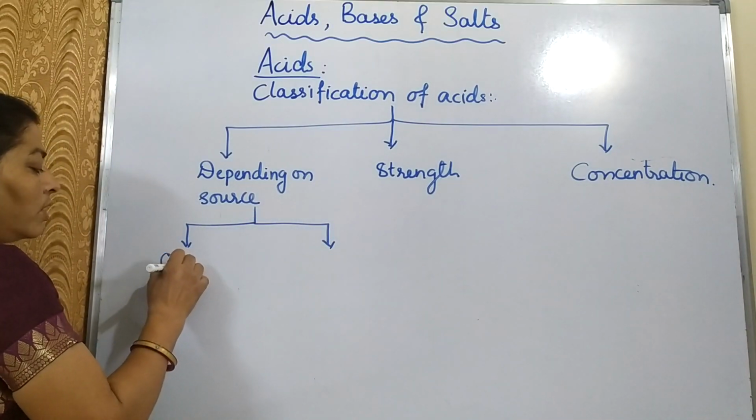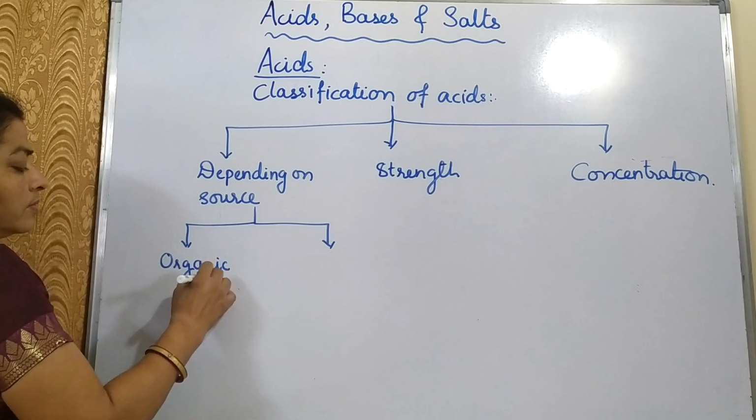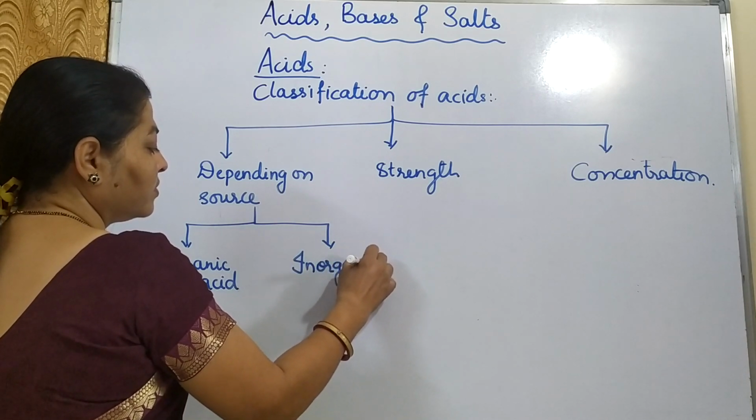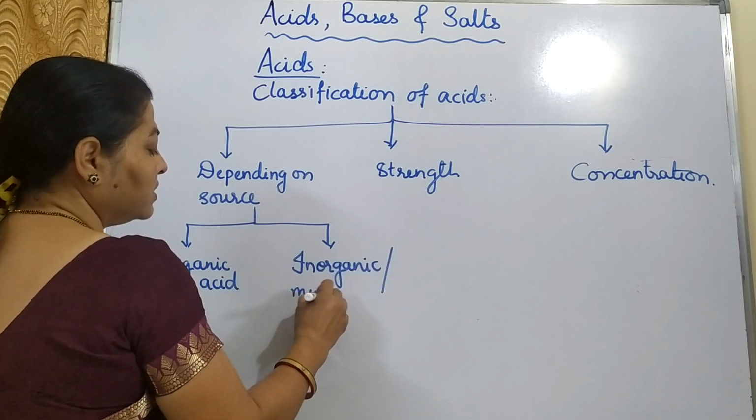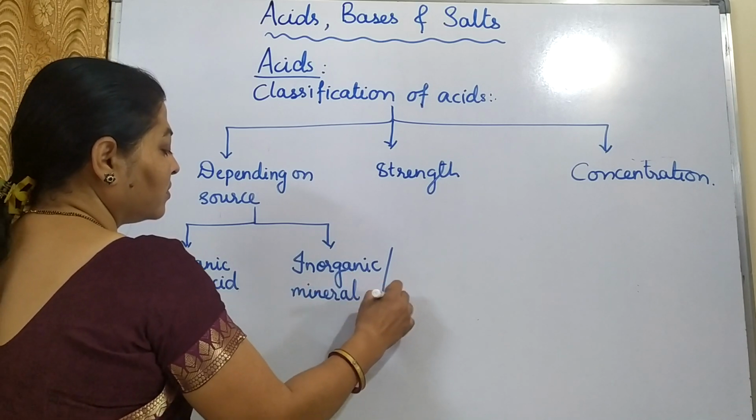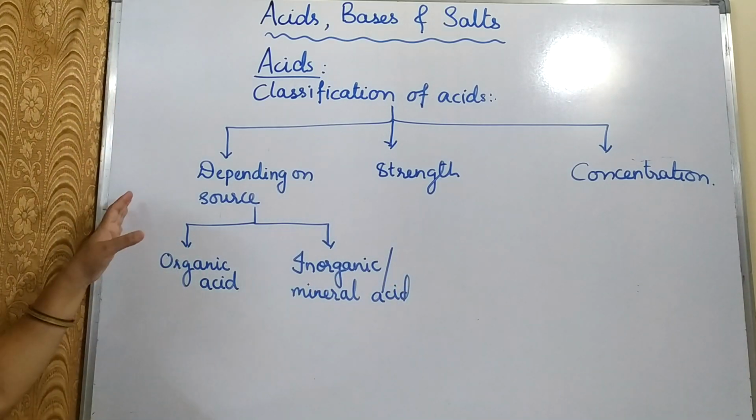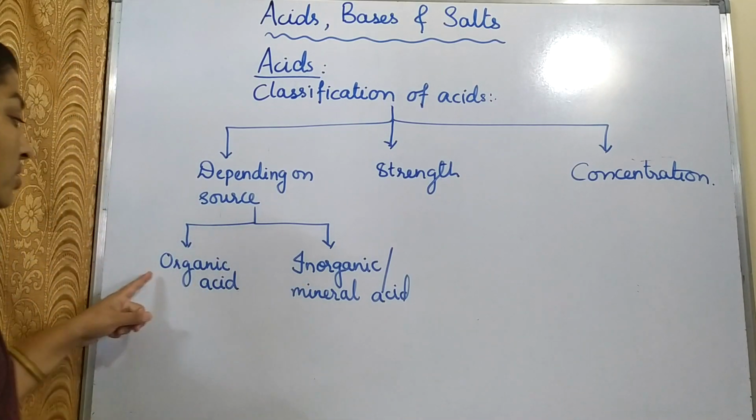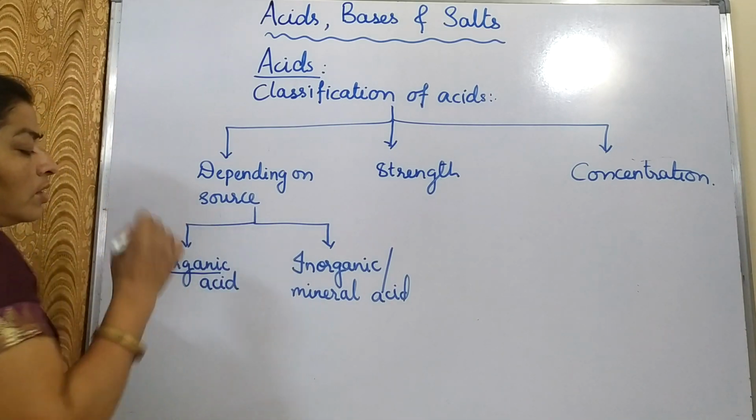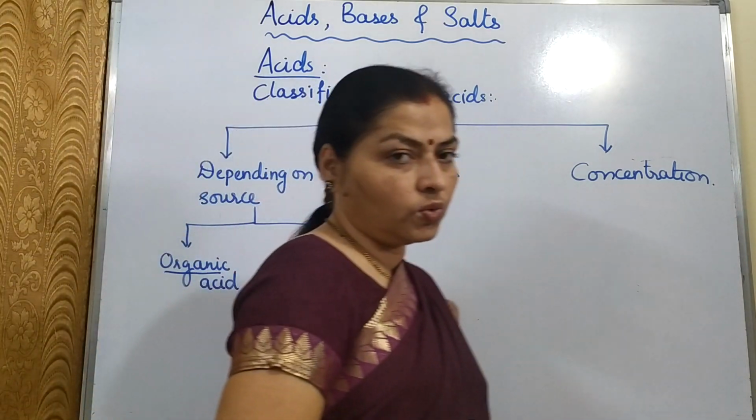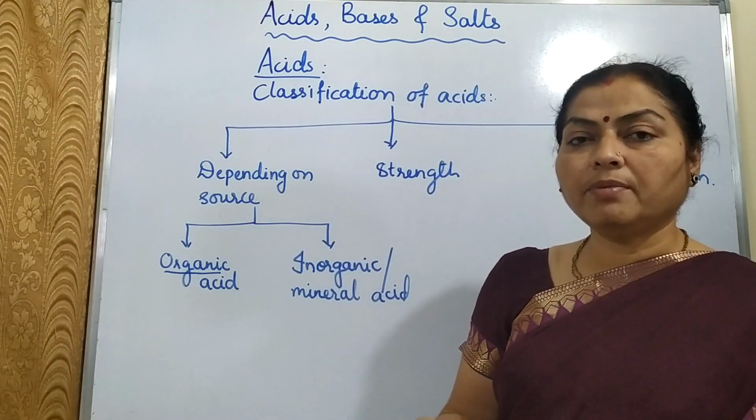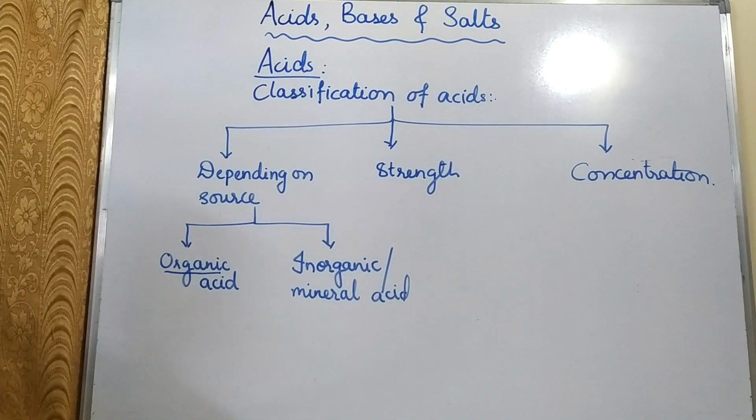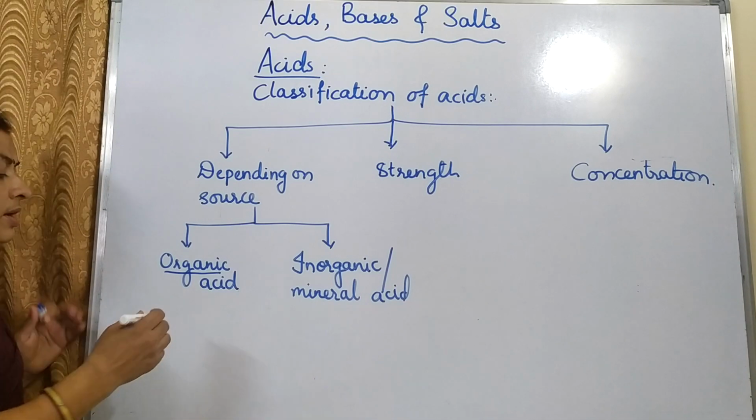One is, we will call it as organic acid, and inorganic, or we may also call it as mineral acid. Let us see the first type of classification, organic acid, inorganic acid. So the word organic itself means from natural source. Natural source means either it can be from plants or from animals. So all those acids which are obtained from either plant or animal source are known as organic acids.